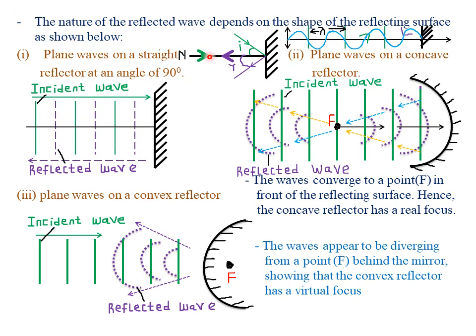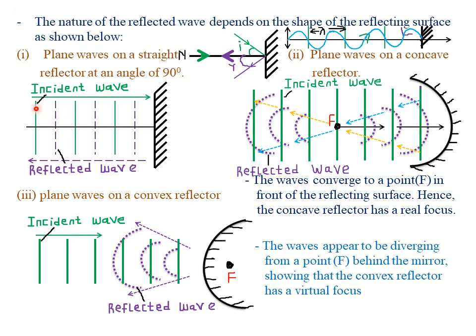the same normal. So if this is our incident ray, if it hits the reflecting surface at an angle of 90, it will be reflected through the same path, such that this will be the reflected ray and this will be the incident ray. So the same thing happens here.